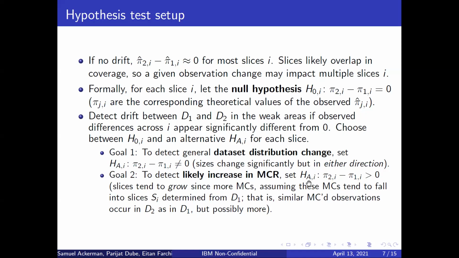And again, this is assuming that the relationship between misclassifications and the feature distributions is stable between the 2 data sets. So if that holds, then on average, slice sizes should grow in the second one if there's a higher MCR.